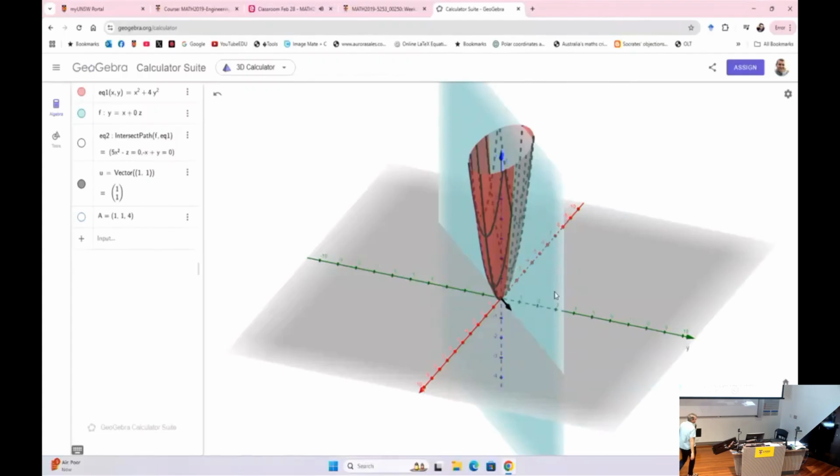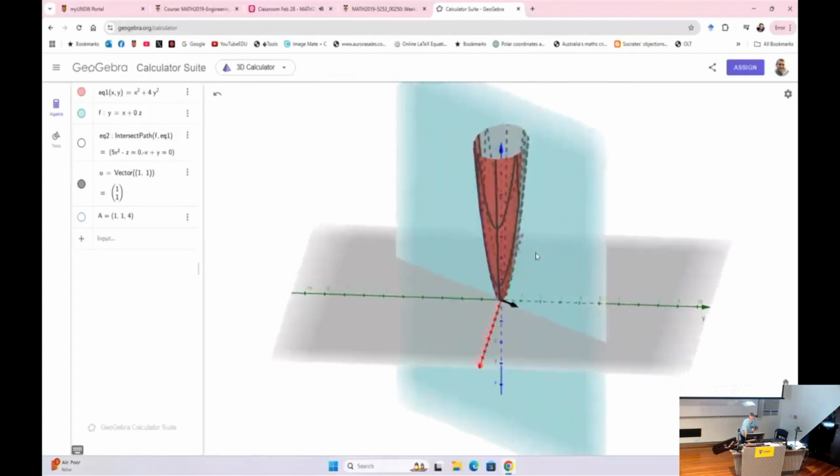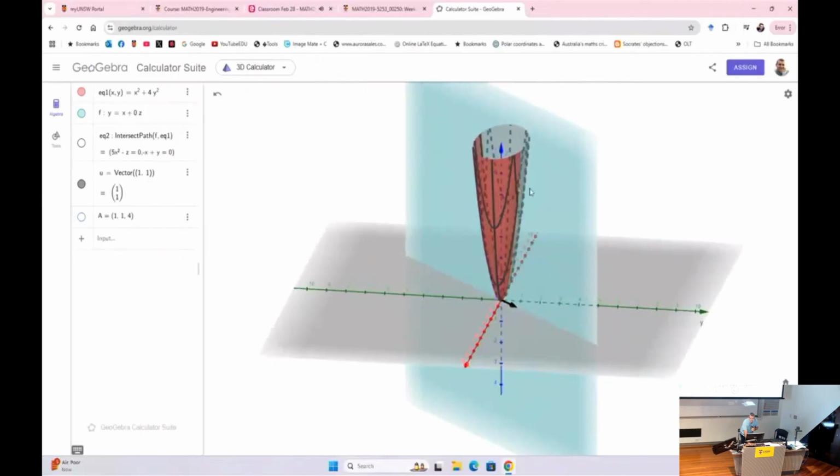So, what do we get when we smash the surface and the plane? What do we get? We get a curve, right? Looks like a parabola. What do you think this directional derivative is going to measure at one of the points on the parabola? What do you think?